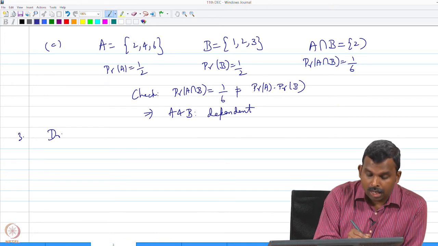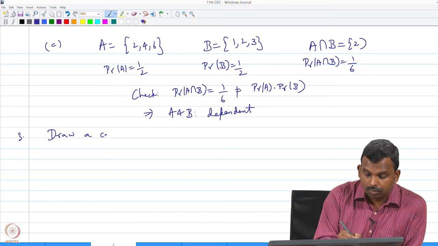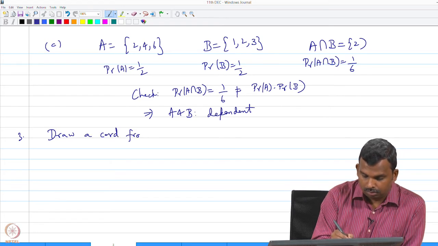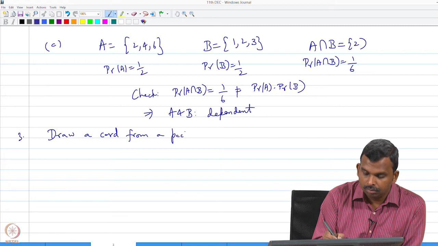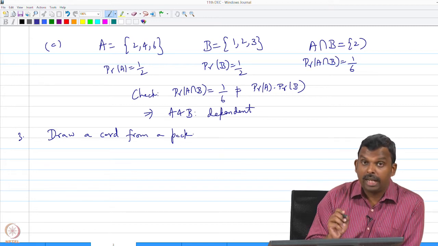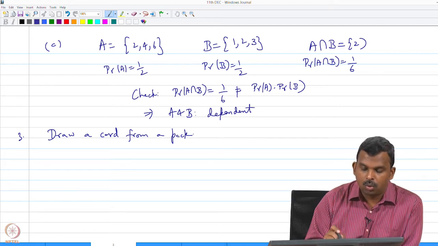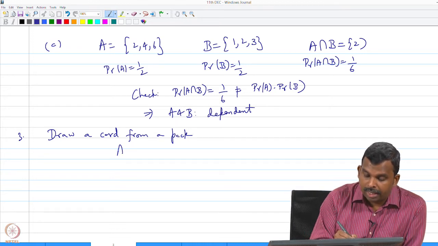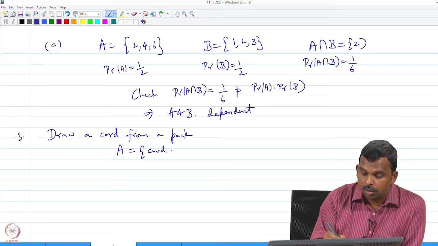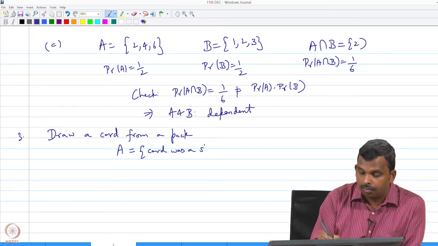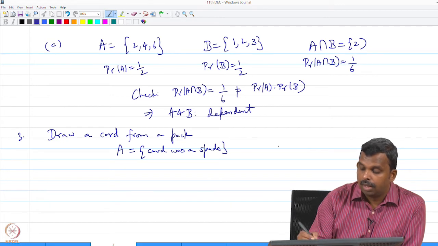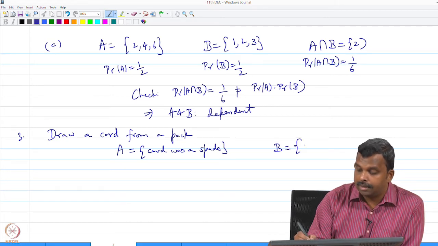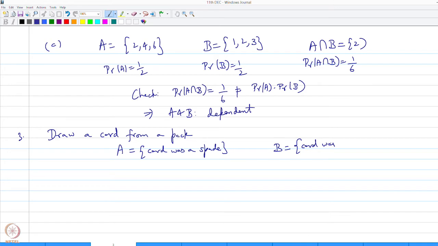Let us say you draw a card from a pack. Note again I am drawing only one card. It is not two cards, I am drawing one card from one pack. I am going to define the event A as the card was a spade, and the event B as the card was a king.